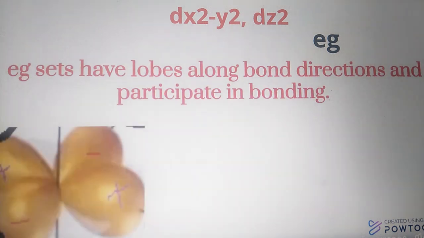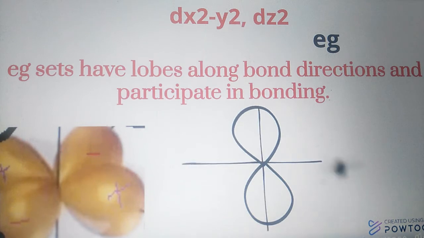The eg set has lobes along the bond direction and can participate in bonding. These are called bonding orbitals because their lobes are present along the x-axis. This is the x-axis, this is the y-axis. The lobes of this orbital are present on the x-axis and y-axis. The second is dz square, whose lobes are present on the z-axis.